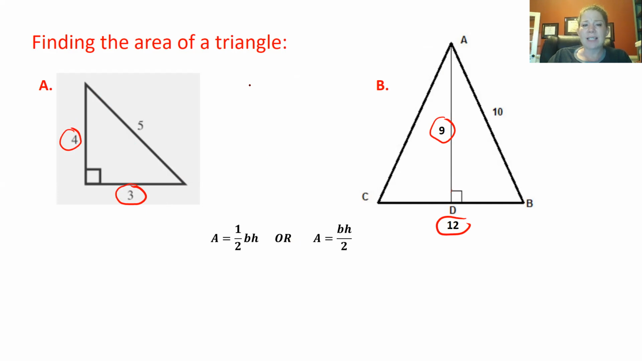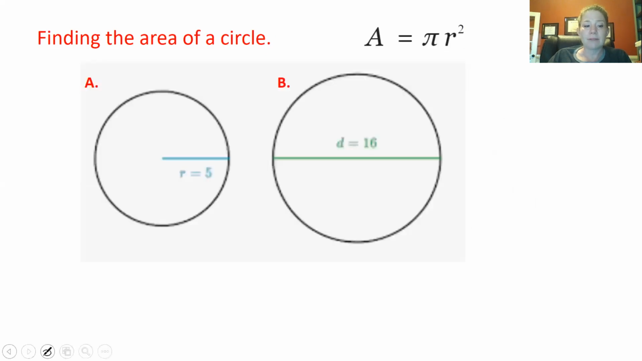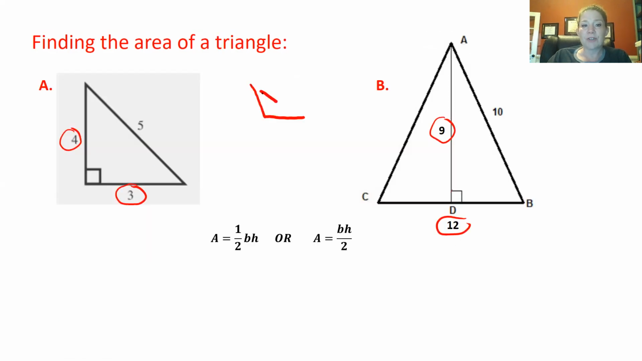Even if you have a crazy looking triangle like this, there are no 90-degree angles. They would have to give you imaginary lines to tell you what the base and height is, okay? But when I looked at your homework and your quizzes, I didn't notice any of them like that. But anyway, anytime you find the area of a triangle, you have to have a 90-degree angle.